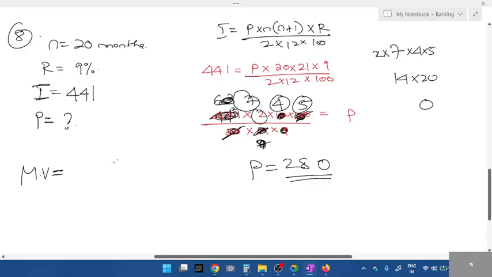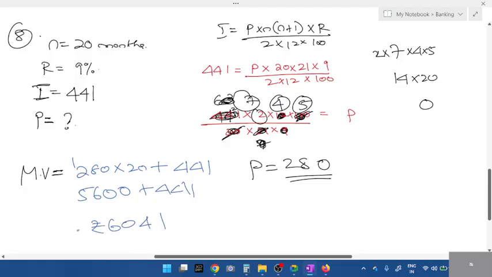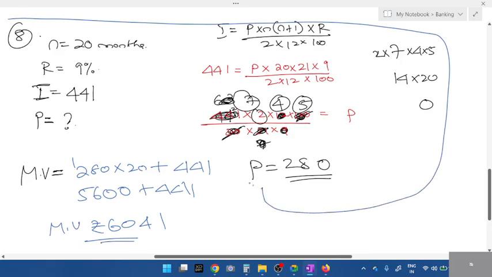What is the maturity value, students? 280 into 20 plus 440. 2 8s are 16, 2 2s are 4, 5. What's the value? Final answer? Yes, 6041 is the answer. So if it is 3 marks, look here, only this part they'll ask you. They'll just tell you to find principal. If it is a 4 mark question, they'll ask you one additional question, maturity value and principal, students.